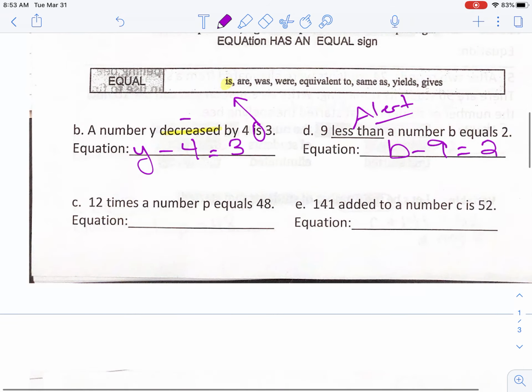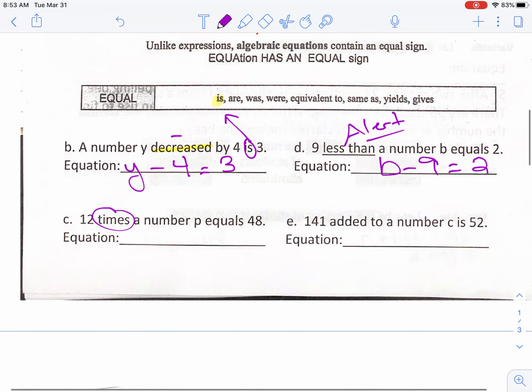Okay. 12 times a number p equals 48. That one's pretty easy. It tells us we're going to be multiplying. Remember, we can put a number next to a letter, and that means multiplication. So 12p equals 48.